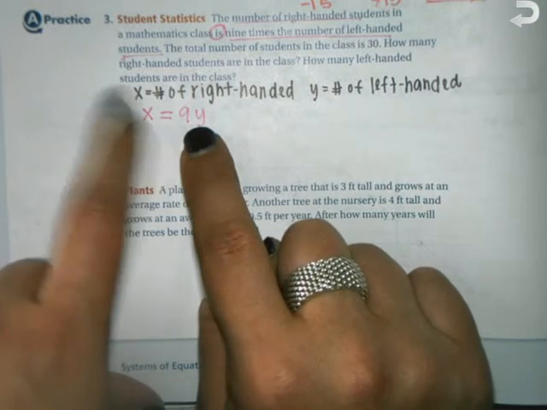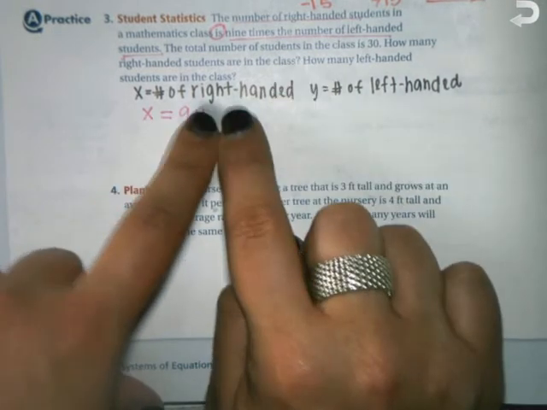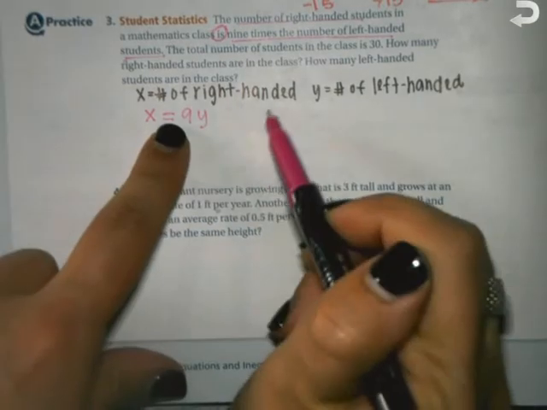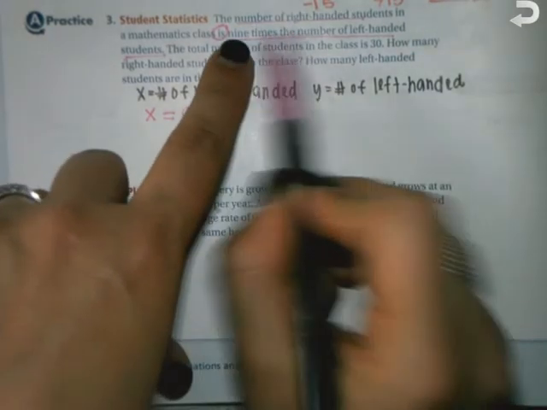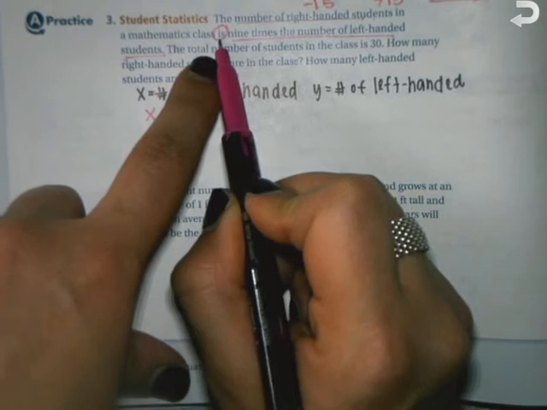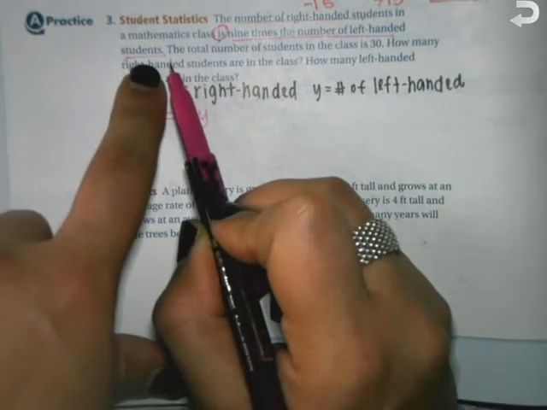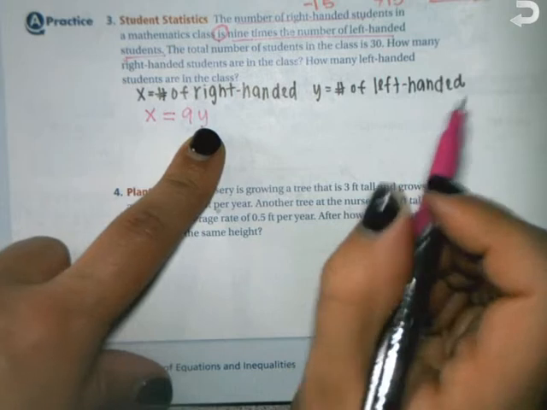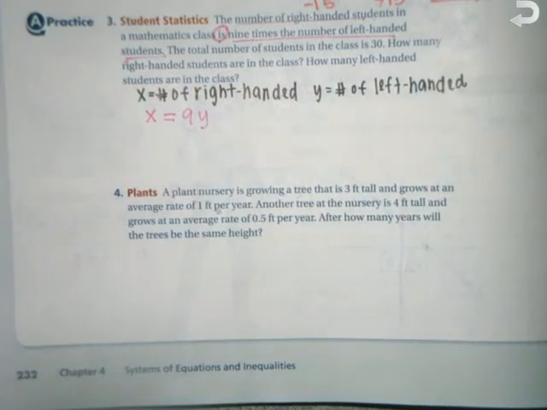So you have to make sure your variables match up to what you said they do. Since I let X equal the number of right-handed students, and it says that the number of right-handed students is 9 times the number of left-handed students, that's X equals 9Y. Does that make sense? So you have to make sure your variables are matching up.